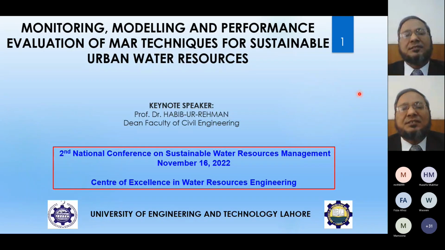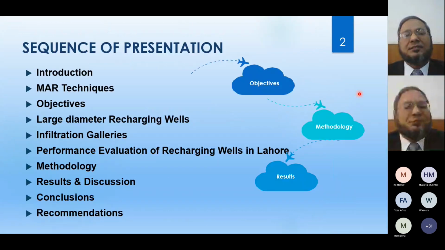Dear participants, you know that we human beings, due to population increase, are cutting the forests and agricultural areas and converting them into housing societies, which is called urbanization. Due to urbanization, we are disturbing the natural groundwater balance. And as we disturb the natural groundwater balance, we are in trouble. This would be the sequence of my presentation.